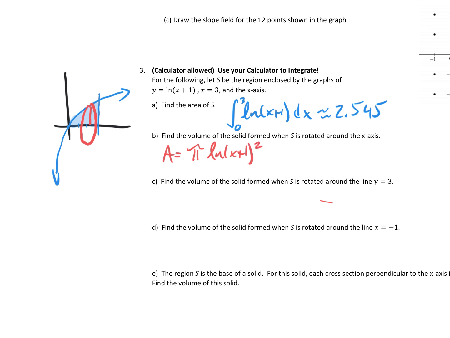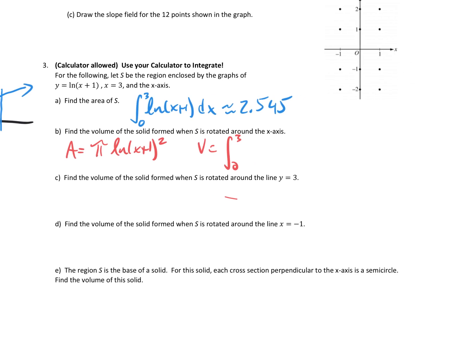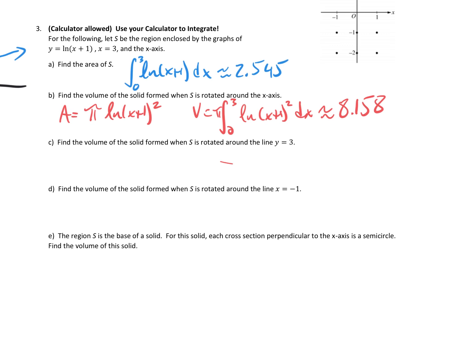And that'll be squared. So now our volume is going to be the integral from 0 to 3 of that thing. So we're going to pull the pi out. We got the natural log of x plus 1 squared dx. And that comes out to about 8.158. By the way, when you get this in your calculator, you can just bring this back and tweak it a little bit. You don't have to retype it completely every time.